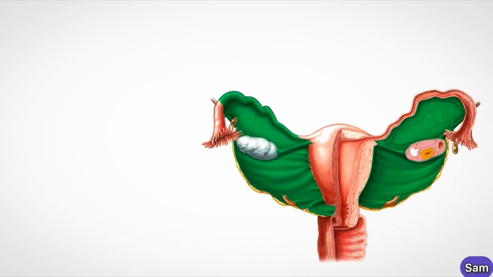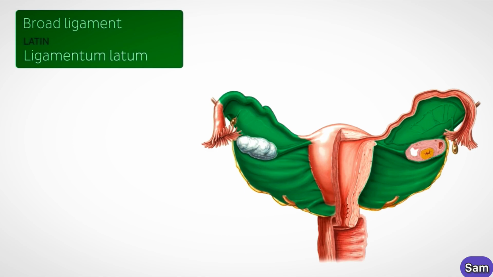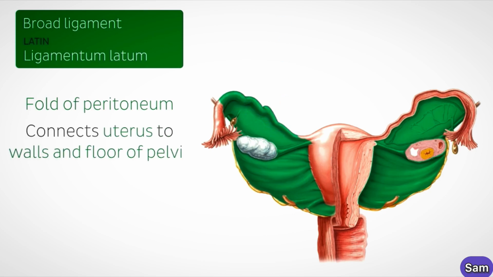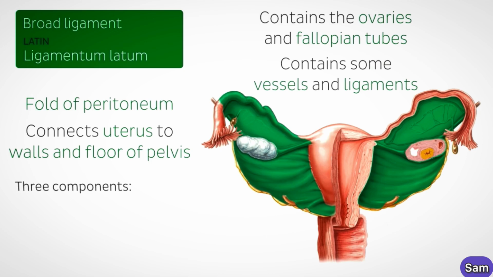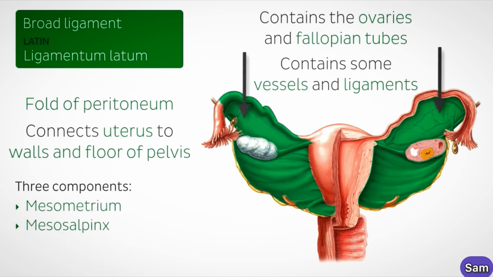So since we're bringing up the broad ligament, let's have a closer look at it. And highlighted green in this image is the wide fold of peritoneum referred to as the broad ligament, as well as part of the fallopian tube on the right side here. And the broad ligament connects the sides of the uterus to the walls of the pelvis, as well as the floor of the pelvis. And the broad ligament contains numerous structures such as the ovaries, fallopian tubes, and ovarian vessels. And it is usually separated into three components: the mesometrium, the mesosalpinx, and the mesovarium.